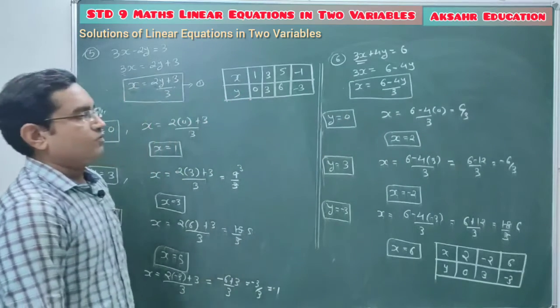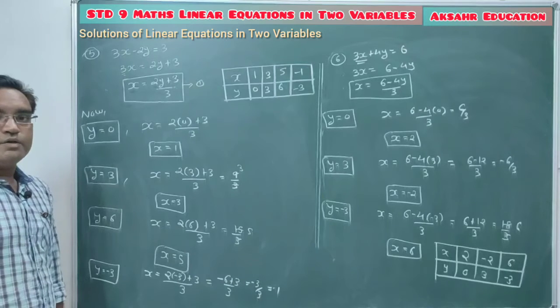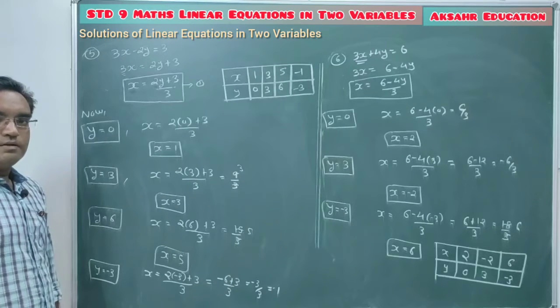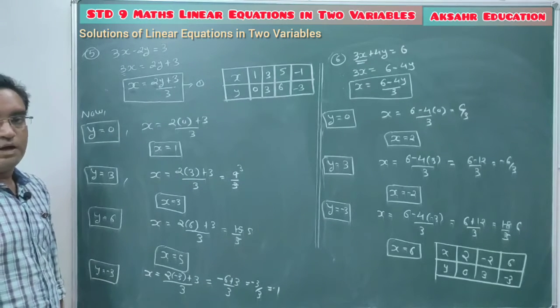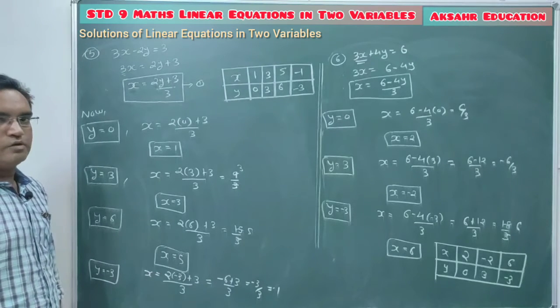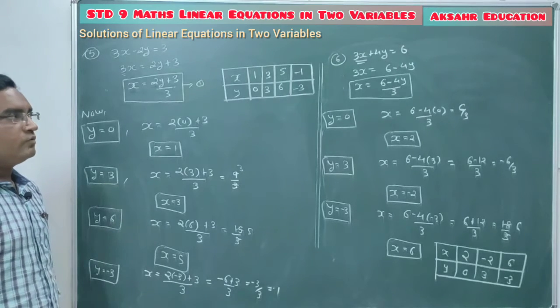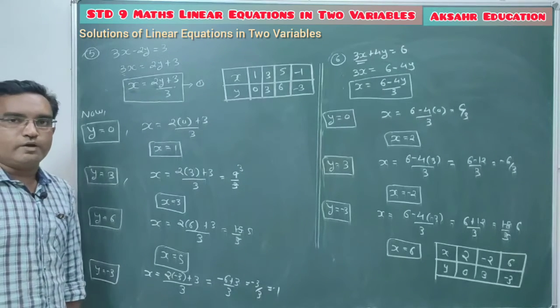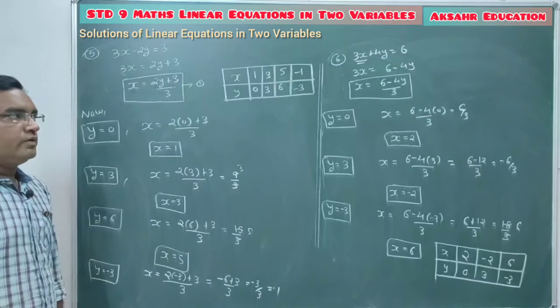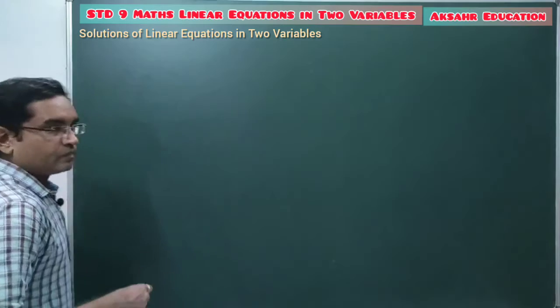Clear, students? So this is how you can find the solution of any linear equation in two variables. They have infinite solutions, but out of that infinite solutions we have to find 3, 4 or 5 solutions according to your questions. So this is how you can find the solution of the linear equation in two variables. Now we will study how to draw the graph of these linear equations in two variables.